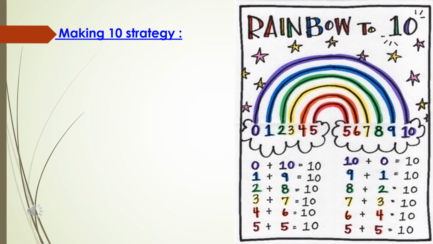Let's have an example here. 2 plus 8, 2 plus 8 equal 10. 4 plus 6 equal 10. 7 plus 3 equal 10. Great.